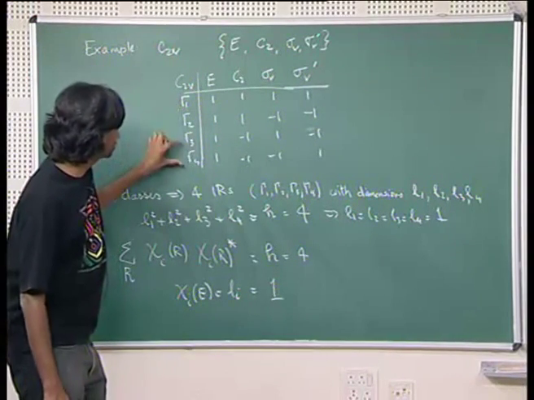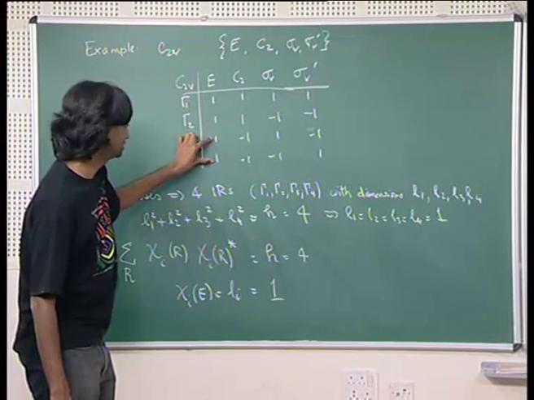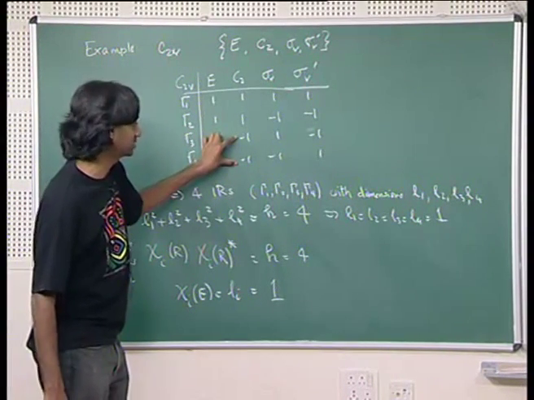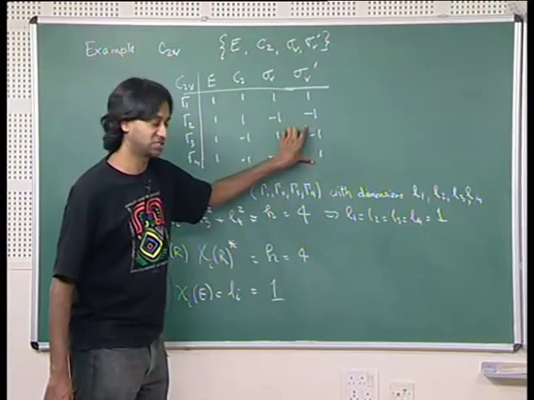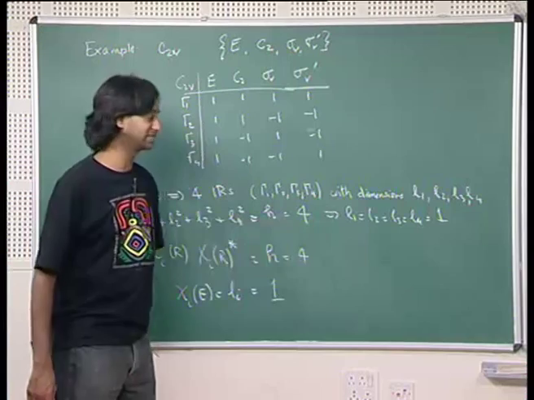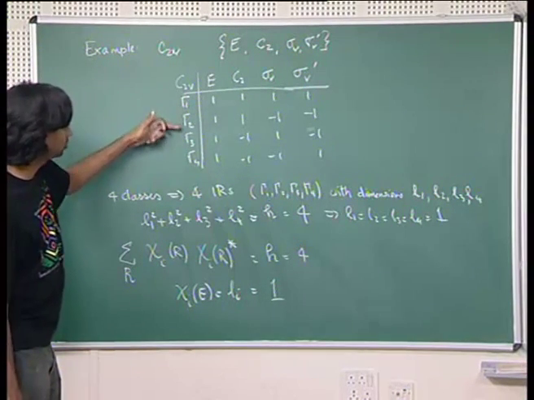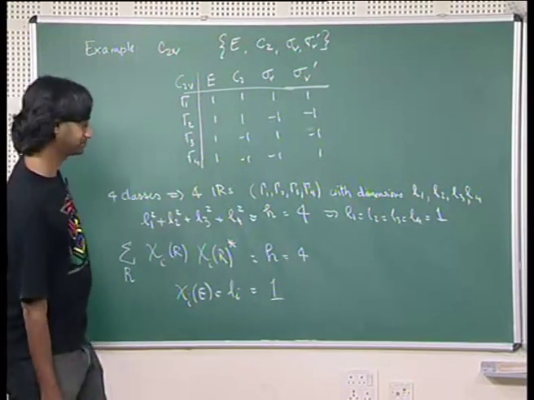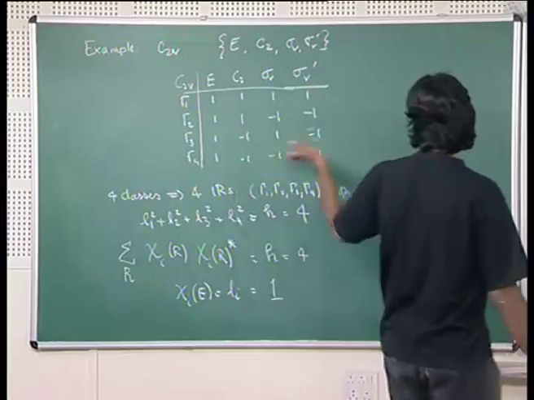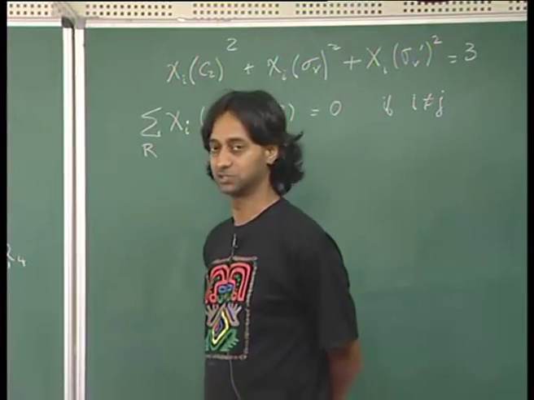Okay. Now, what about these two? Suppose I take these two, what do I get? 1 into 1 is 1, -1 into -1 is 1, 1 into -1 is -1, 1 into -1 is -1. So, I get +2 and -2, they cancel, I get 0. So, basically these 4 gammas looked at as vectors are mutually orthogonal. Okay. So, this turns out to be the character of this character table of this group.